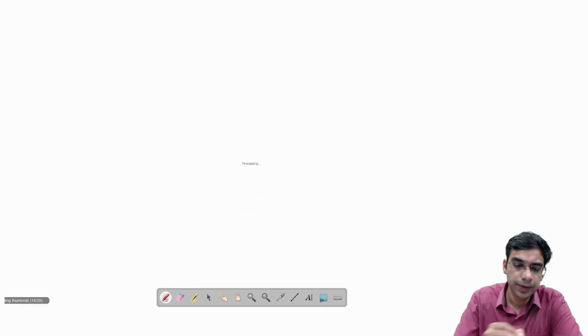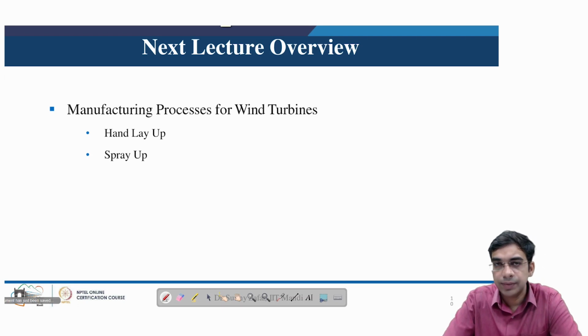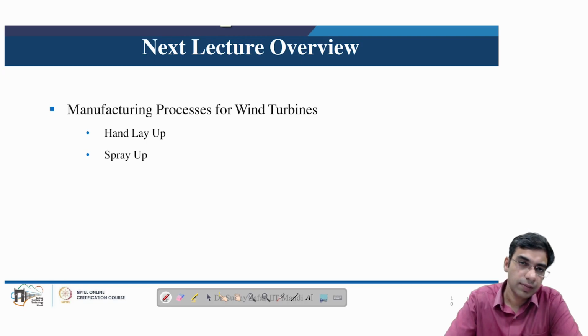engineering products. So with this, we have completed the discussion on the various matrices used in wind turbine blades, which are popularly epoxies. We have also seen the reinforcement used in wind turbine blades, which is a combination of glass fiber and carbon fiber. We have seen separately the manufacturing process for both glass and carbon fiber.